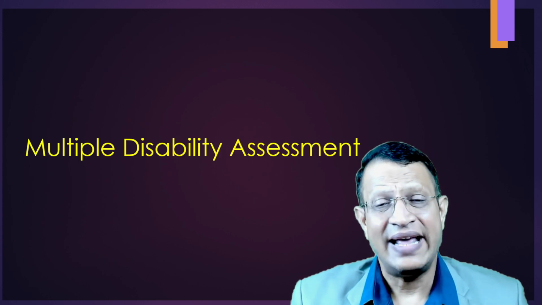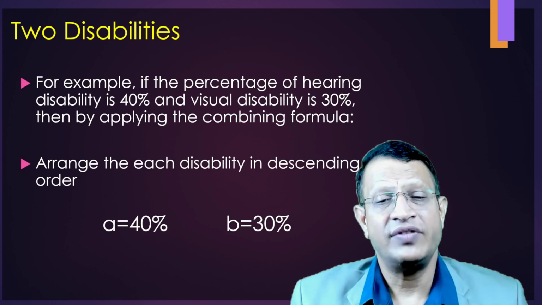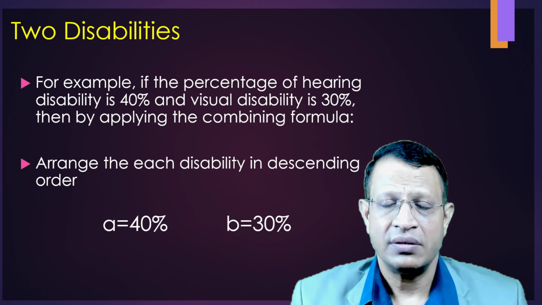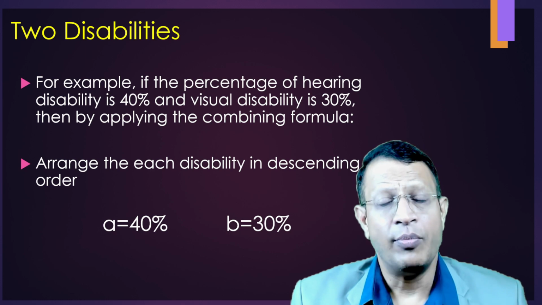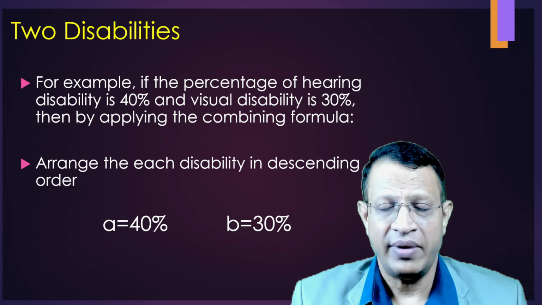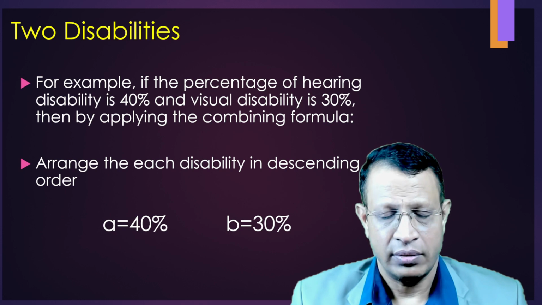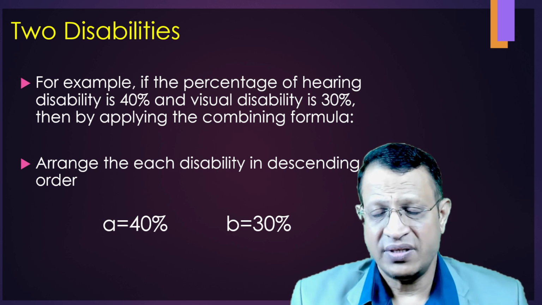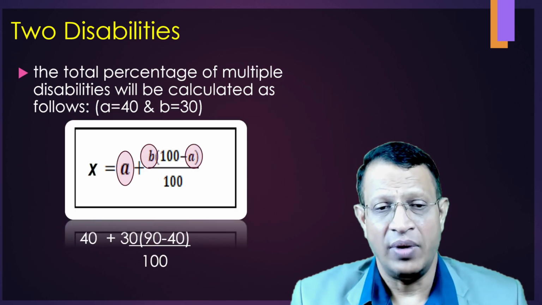Now let's take an example of how to do the multiple disability assessment. Let's first understand if there are two disabilities. One is hearing disability, which is 40%, and visual disability, 30%. Since both of them are above 25%, both the hearing and visual impairment will be used for calculating the composite total disability score. Now we have to place them in descending order. A is 40%, B is 30%. Now we will be applying this formula.